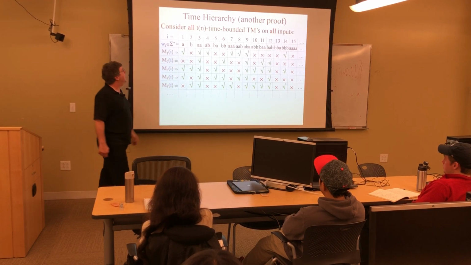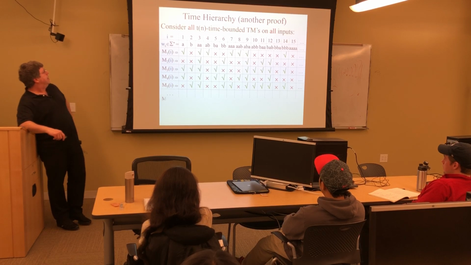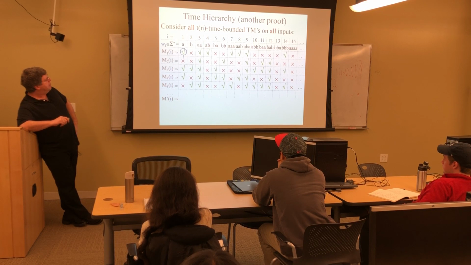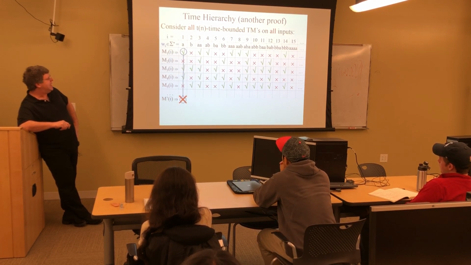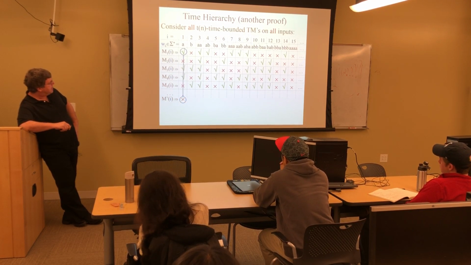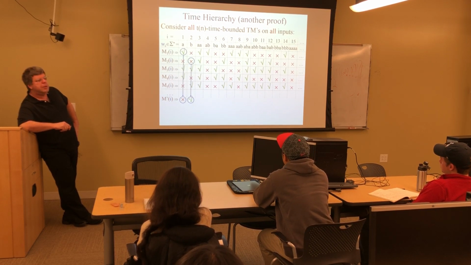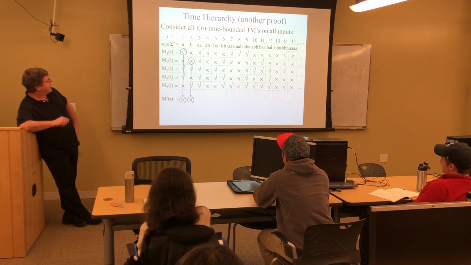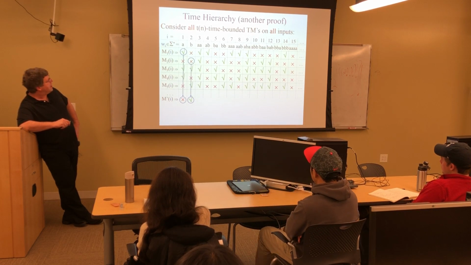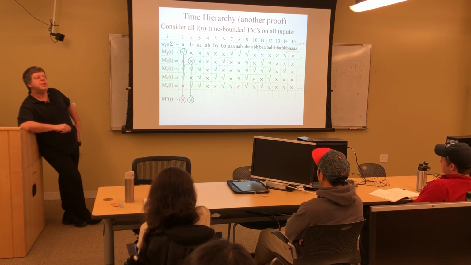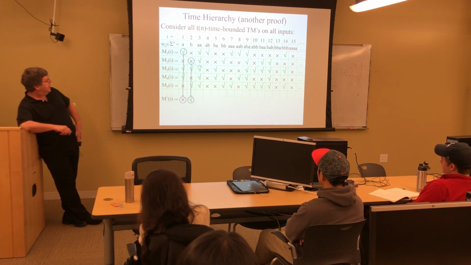So what do you think we're going to do next? We're going to diagonalize. We're going to go down the diagonal and construct another machine here that, for input i, simulates the ith machine and does the opposite. So if this is an accept, this becomes a reject. If this is a reject, it will accept. So this machine M prime sub 2 will run the second Turing machine on the second input and do the opposite of what the second machine did on the second input, which was a reject, and therefore will deliberately do the opposite, be contrary, and accept, and so on and so on.